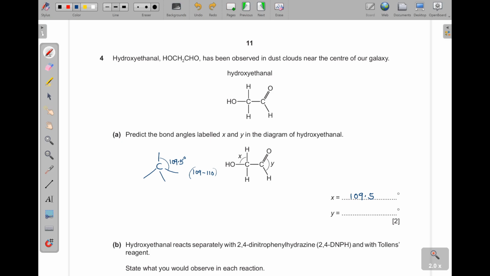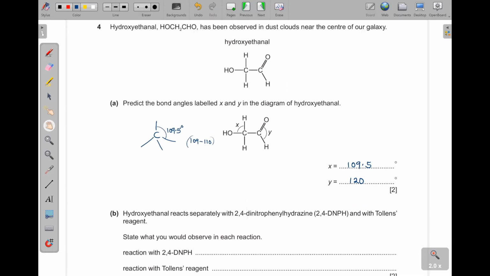And then for Y, these are 3 bond angles. Angles at a point add up to 360. So these ones are 3, so that will be 120. As simple as that.